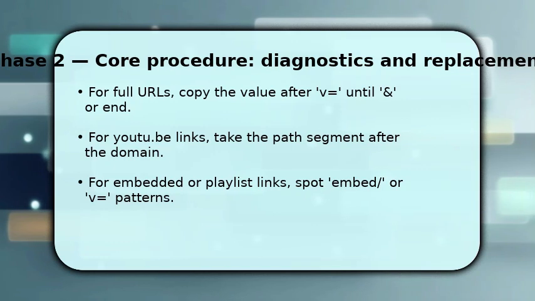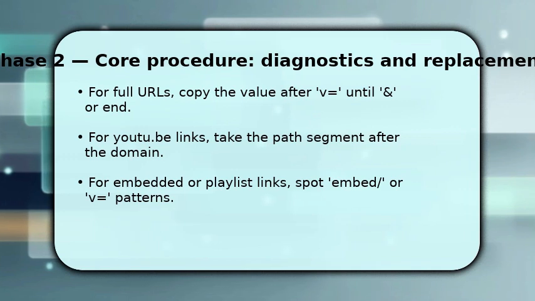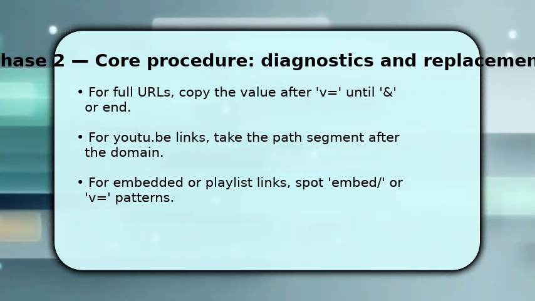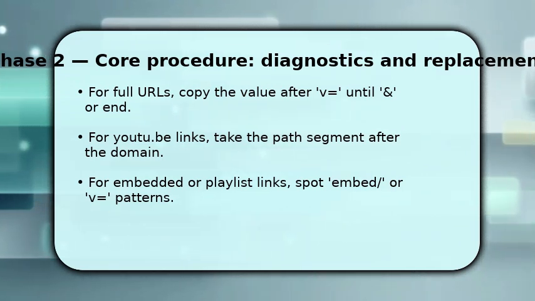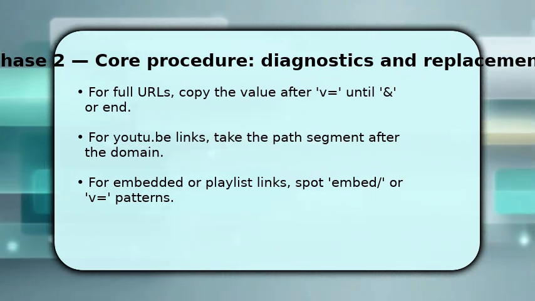Now extract the ID depending on the URL format. If you see v equals, copy characters after it until an ampersand or the URL ends. That is the ID. For youtu.be short links, copy the path portion immediately after the domain. If the video is embedded, look for embed/ followed by the ID.